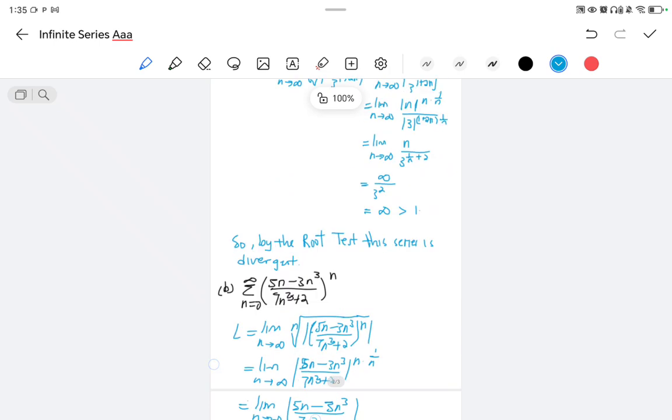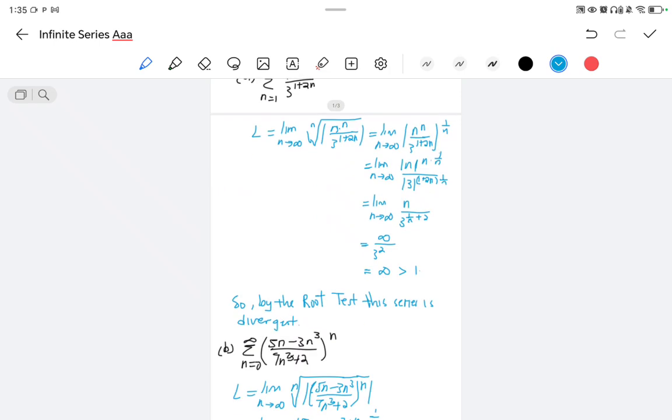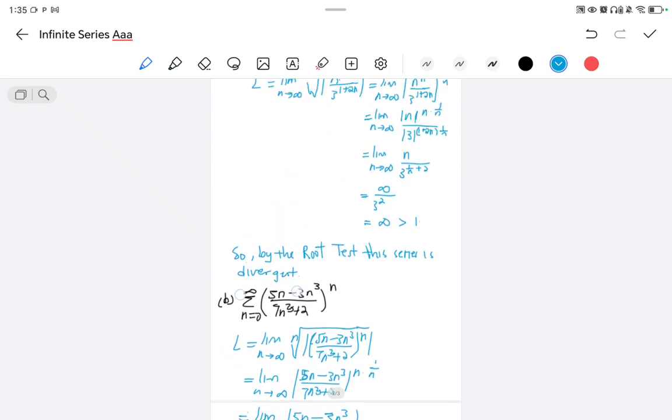This one I'm doing the root test. I'm doing only the questions that have to do with the root test. I'm just doing more questions based on the root test.